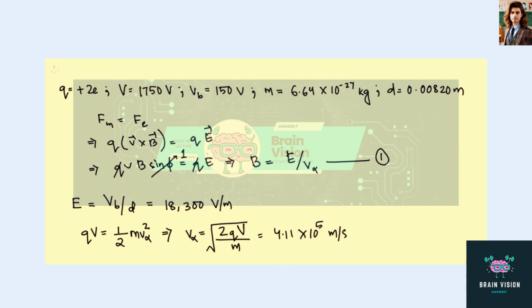Now we plug these two values into this equation 1 and we find the magnetic field to be 0.445 Tesla. The magnetic field, as you can see here, is perpendicular to the electric field. Now if the charges are moving to the right, the electric field points upward and the magnetic field is out of the page.